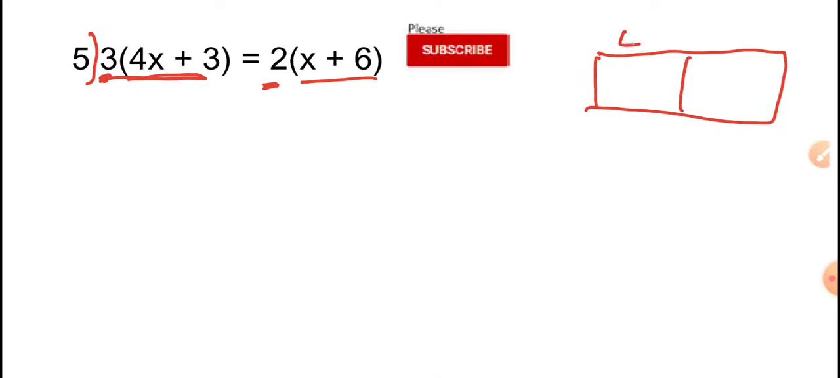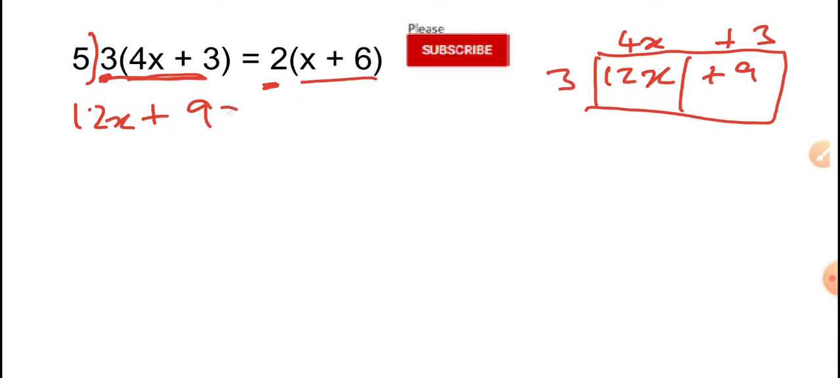So I've got 4x plus 3, and then outside the bracket I've got 3. So 3 times 4x is 12x, and 3 times 3 is 9, so it's positive 9. So the left hand side is just 12x plus 9, is equal to, now we'll do the same for the right hand side.